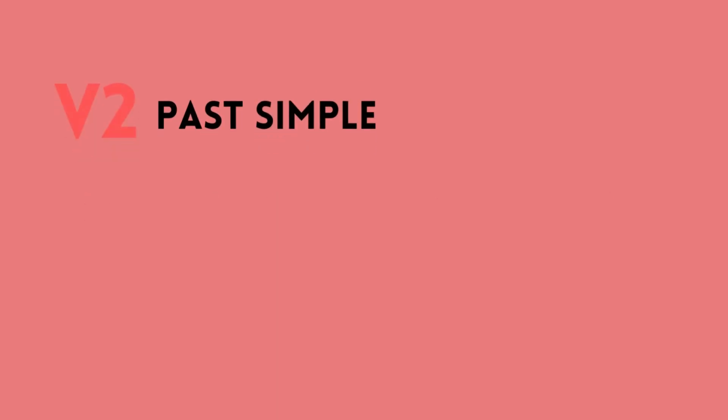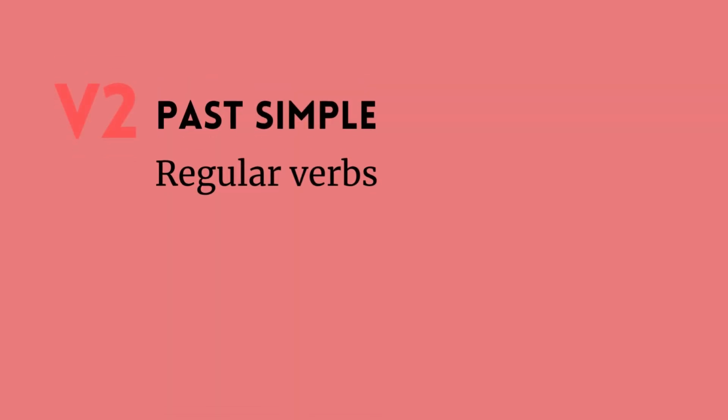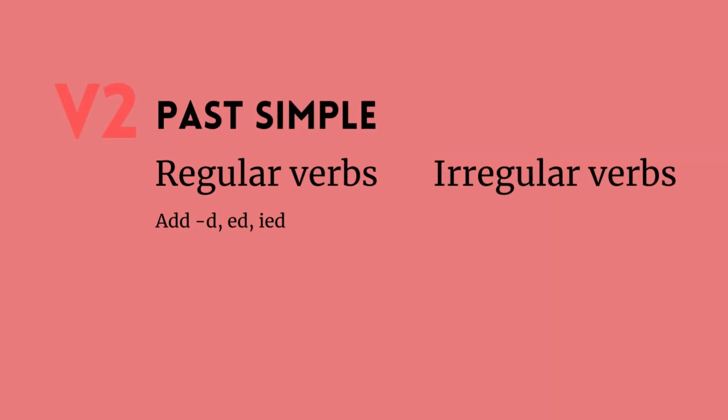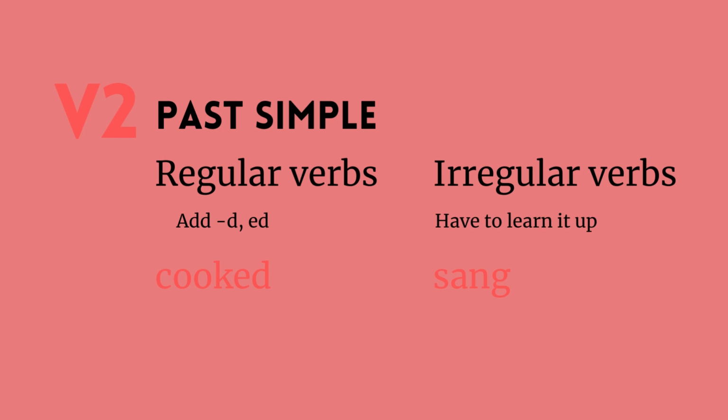Let's move on to V2, which is known as the past simple form. It is derived from the base form in the following manner. English verbs can be divided into two broad categories, which are the regular verbs and the irregular verbs. In the regular verbs, the past simple form is got by adding D or ED to the base form. So here, cook becomes cooked. However, when we take the irregular forms, we just have to learn it up. There is no other way. So the past simple form of sing is sang.